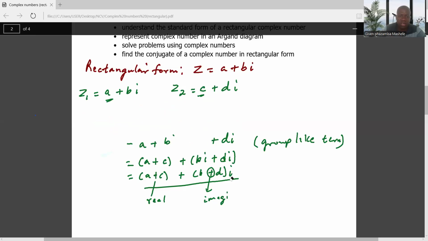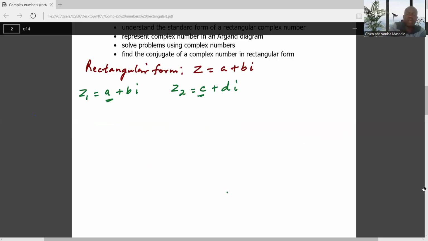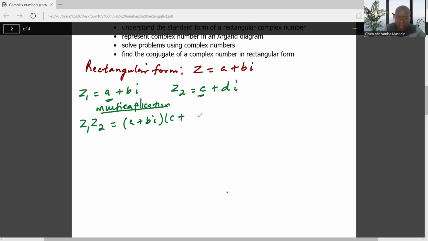But how about if we are doing multiplication? Imagine we want to multiply complex numbers. It means when we have Z1, we multiply by Z2. This is multiplication of complex numbers that are in rectangular form. So we have a plus bi together with c plus di.